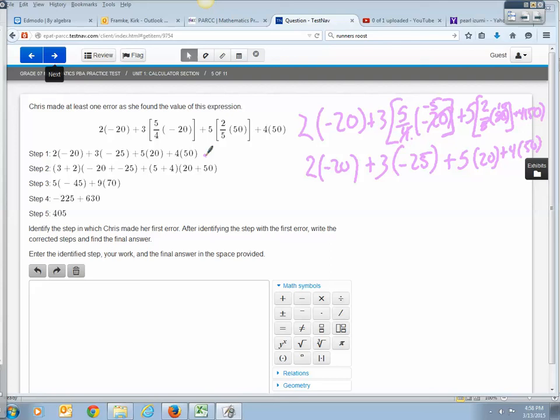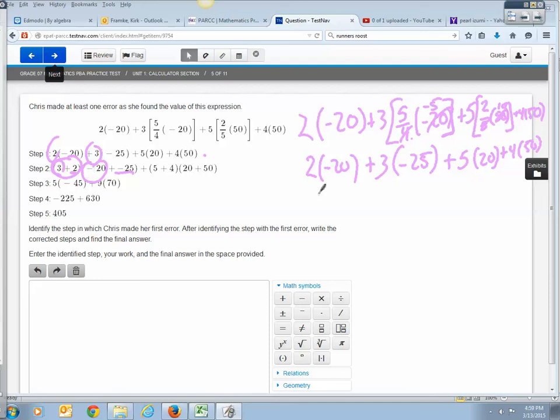Okay, this is where Chris made a mistake. You cannot put these together in here, because the 2 is being multiplied by 20 and the 3 is being multiplied by negative 25. By doing this, you're saying that 2 is being multiplied by that negative 25, and this 3 is being multiplied by this negative 20. So let's go ahead and multiply everything else ourselves.